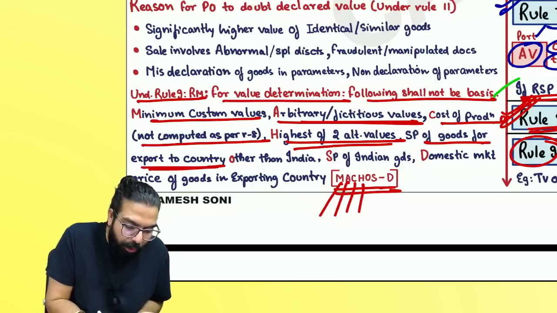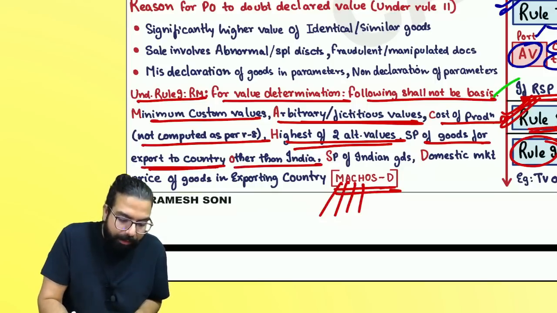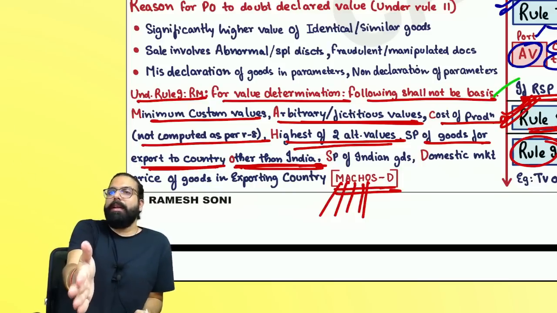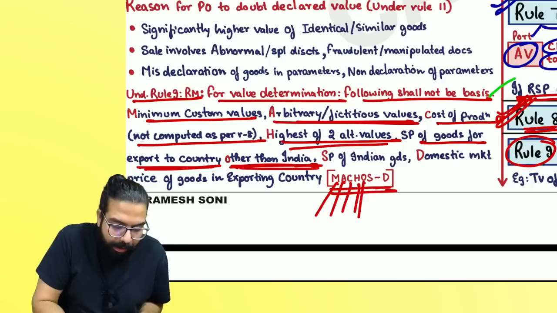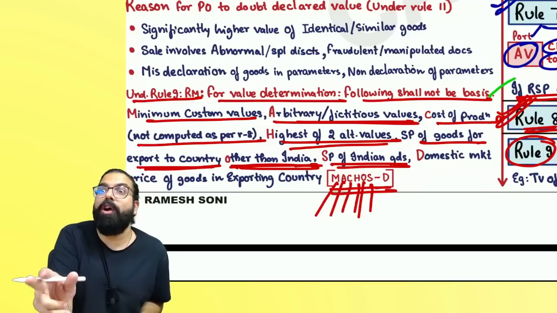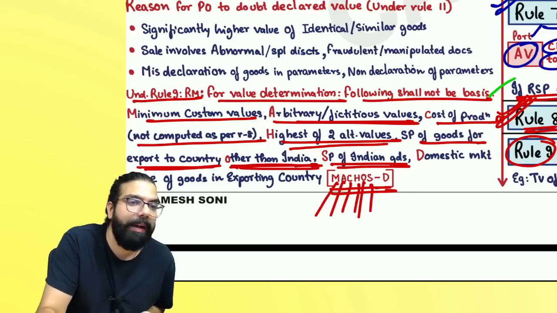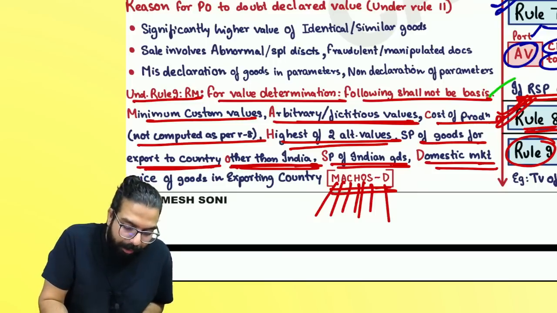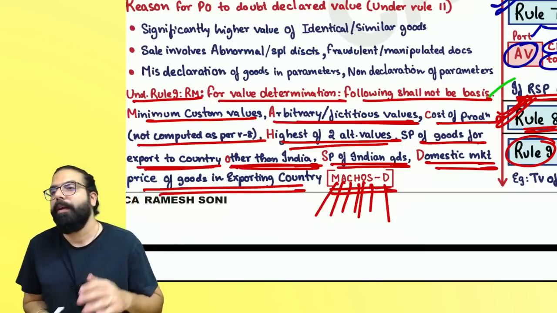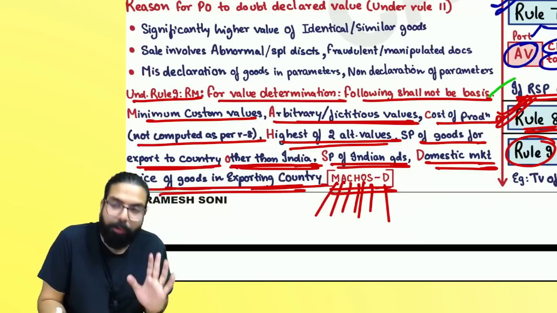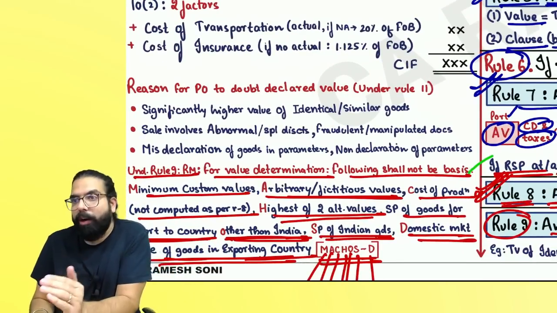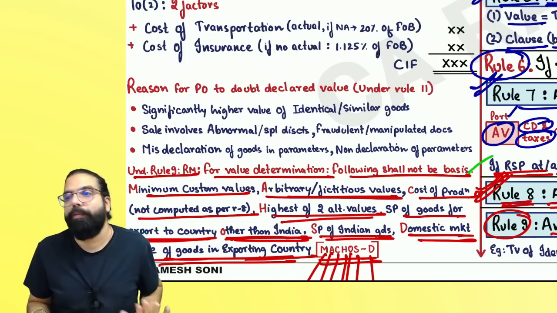The selling price of goods for export to a country other than India can't be taken. O means other than India: if the exporter sold the goods to any other country, that price cannot be adopted in India. Then S for selling price of Indian goods can't be taken. Identical goods, similar goods always mean imported goods; you can't take the selling price of Indian goods. And D for domestic market price of the exporting country: whatever the domestic market price was there cannot be adopted in India. So these are not reasonable means. The officer can't adopt these to find the residual method value. Can I go ahead everyone?